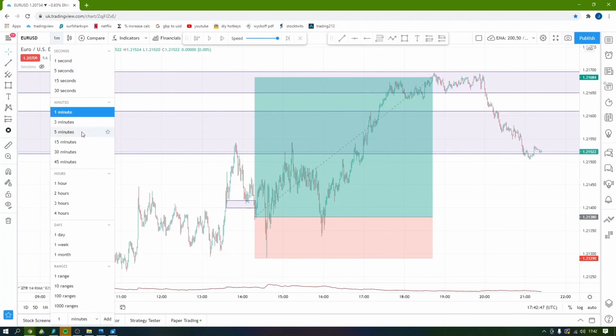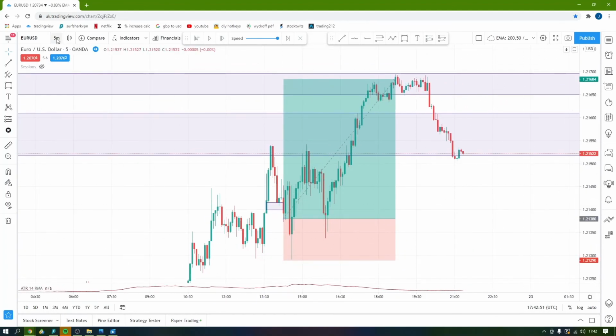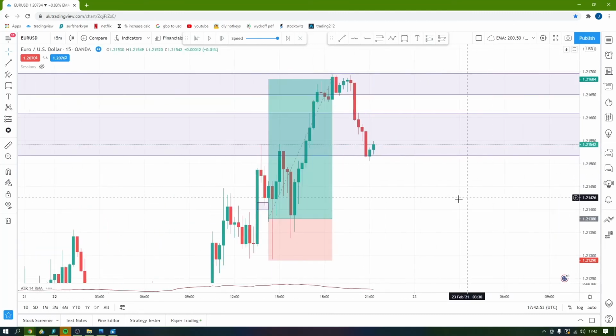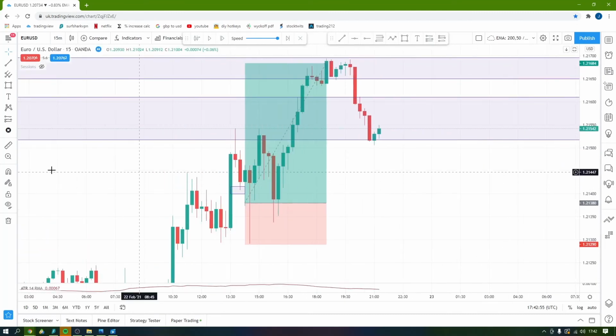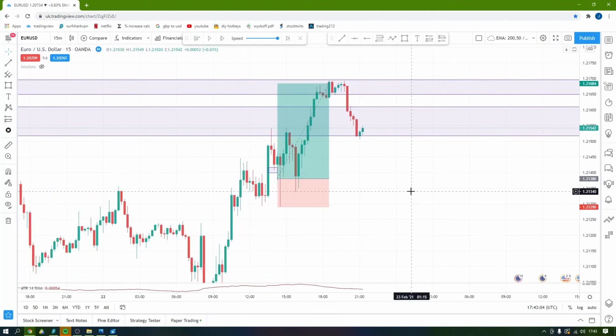So what I'll do is I'll just show you what this trade sort of looked like on the higher time frame. So on the 5 minute and the 15 minute. So yeah, overall this trade lasted for around 4 hours and 15 minutes, but great day trade. I was really pleased with this, pleased with my analysis.